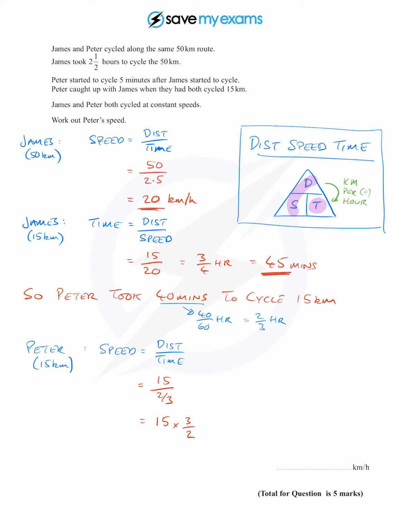So that's 15 times 3 over 2. Right, I'm multiplying fractions, so I multiply the tops and I multiply the bottoms. The bottom of the first fraction is, of course, 1. And so this is 45 over 2, or put it another way, 22.5. And that's his speed in kilometres per hour. And I think we're done.